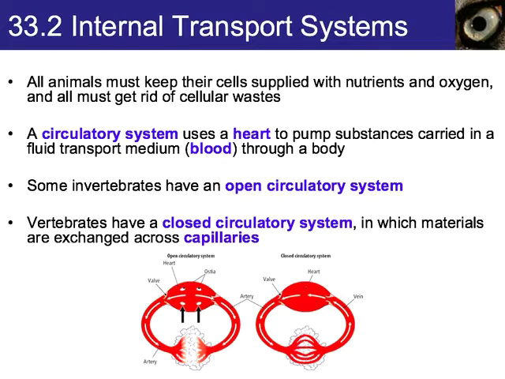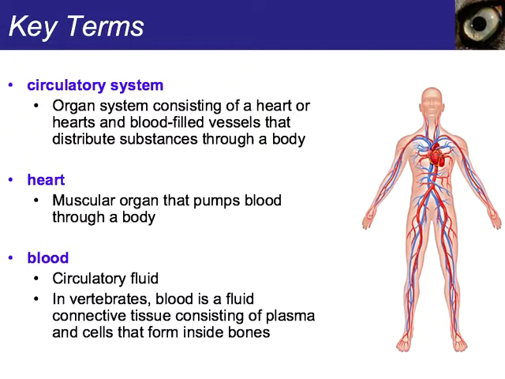All animals must keep their cells supplied with nutrients and oxygen, and all must get rid of cellular waste. Imagine if you couldn't breathe anymore, you wouldn't be able to live. A circulatory system uses a heart to pump substances carried in a fluid transport medium, in this case blood, through a body. Some invertebrates, those are organisms without a backbone, have an open circulatory system. Vertebrates, such as ourselves, have a closed circulatory system in which materials are exchanged across capillaries.